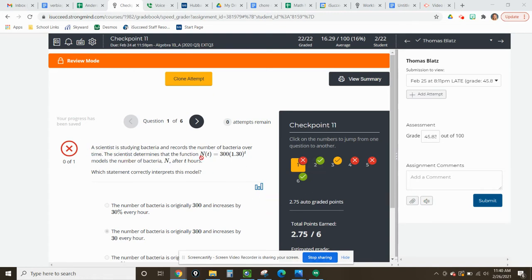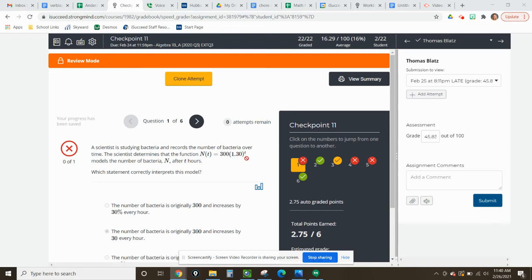Okay, so looking at this right here, N of t equals 300 times 1.30 to the t. What this means, this number in front here is always the initial value, how many you started with. So that means you started with 300 bacteria. And then inside here, the 1 represents just like 100%. So if there was no decimal after it, that means it's not increasing by anything. So whatever comes after the 1 is the percent that it's increasing by. So since this is 1.30, this is increasing by 30%.